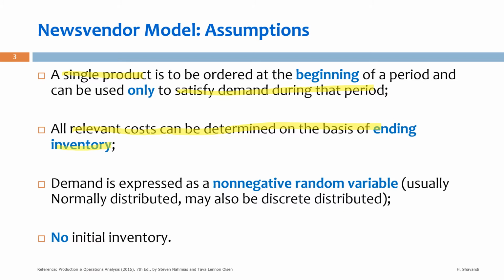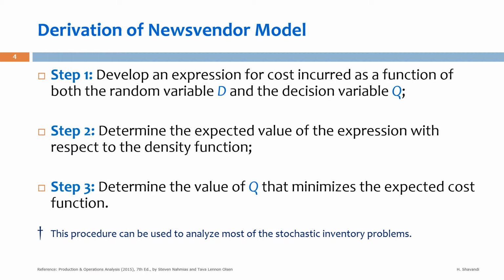And here we assume that demand is a non-negative random variable. Usually we can assume that the demand is normally distributed, but it could be other distributions, or it could be discrete as well. In this first model, we assume that there is no initial inventory in our stock. So let's see what our approach is to analyze this problem and obtain the optimal order quantity.